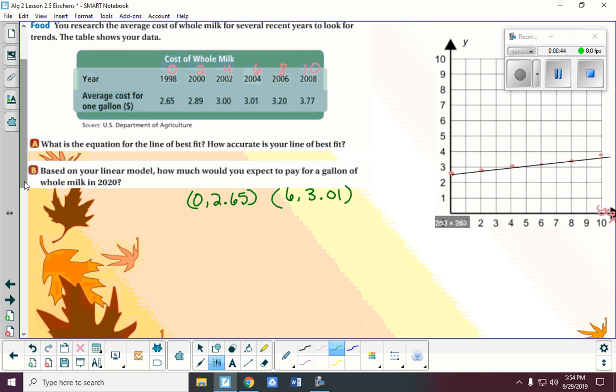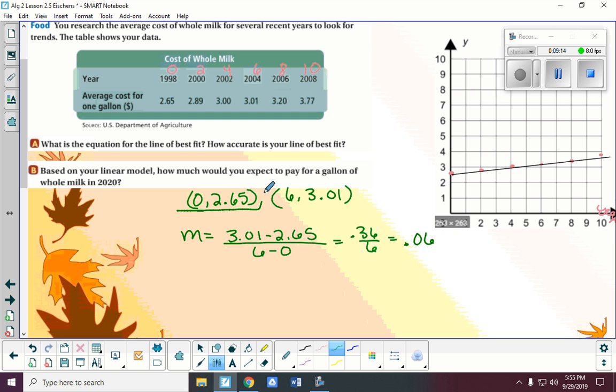We are going to find the slope. So we'll subtract the y's. And then in the denominator, we'll subtract the x's. So we have 301 minus 265, and that gives us 36 divided by 6, which gives us 0.06 for a slope. So that's 6/100. So we are barely increasing here.